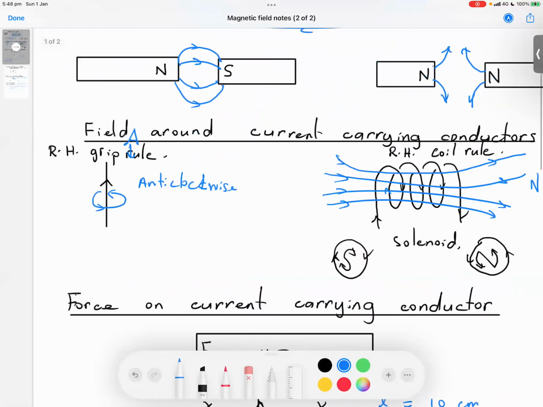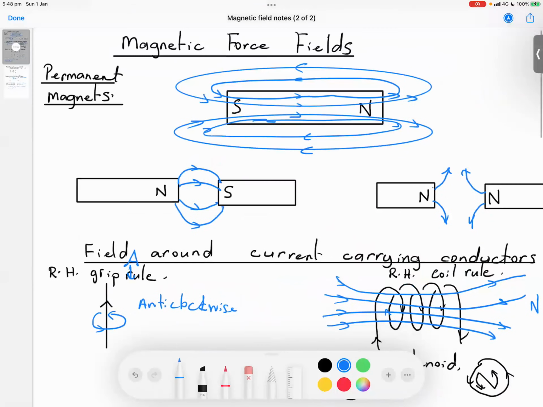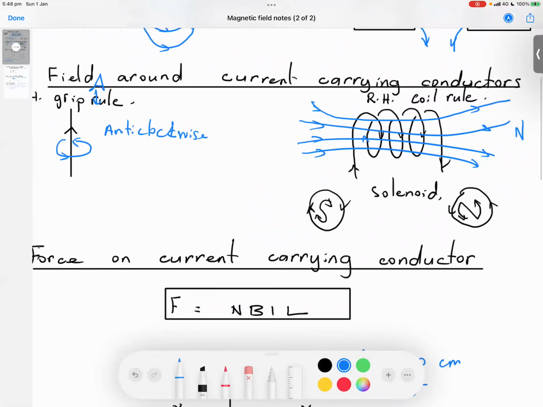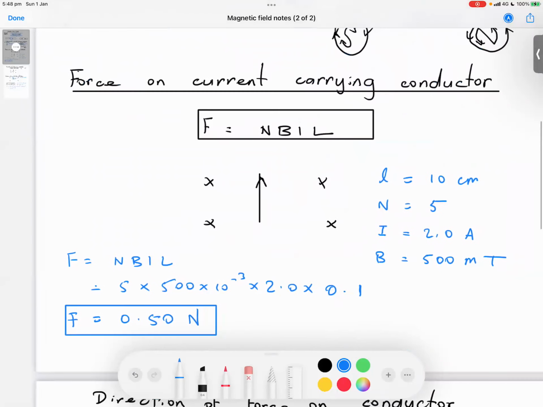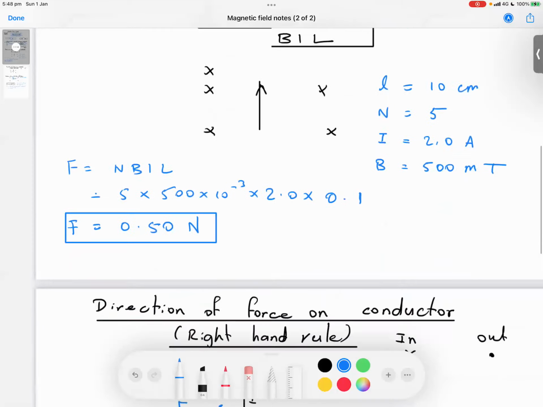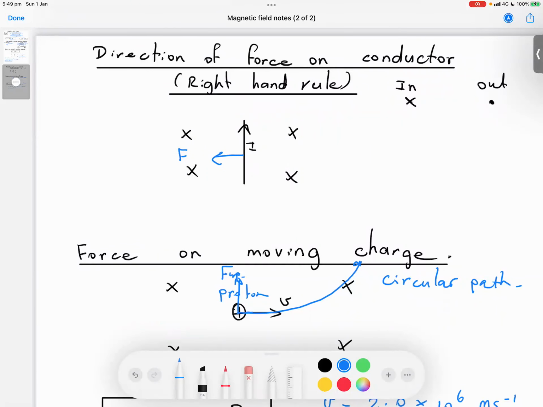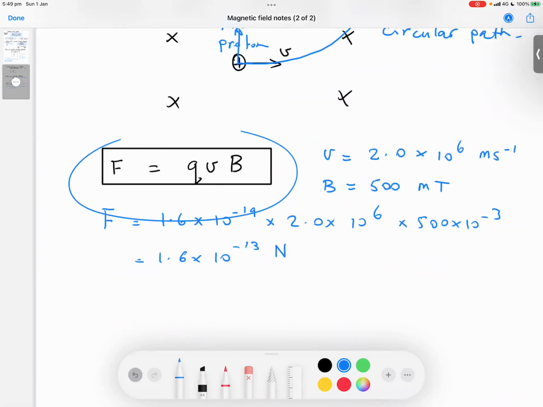when looking at magnetic forces, we've got to be able to draw field lines around a permanent magnet, also combinations of magnets, field lines around current carrying conductors. So again, just to be able to draw the field lines, and the relevant formula is F equals NBIL for the size of a force on a current carrying conductor. And for the direction of the force, we use the right-hand palm rule, either for a current carrying conductor or for a moving charge, a free charge. And here's a formula once again, just for the size of the force on a free moving charge.